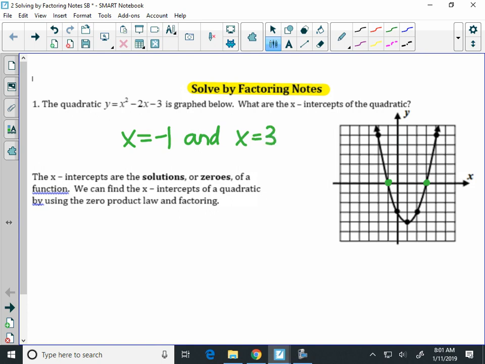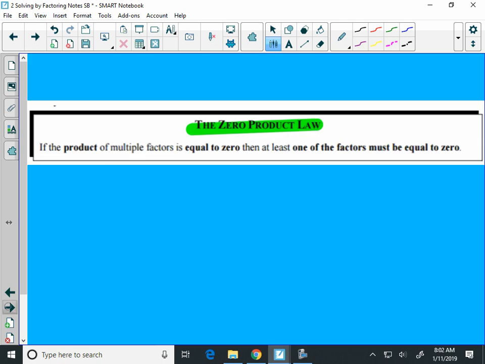Now for a parabola, we call the x-intercepts also the solutions and the zeros. There's actually another name. We can also call the x-intercepts the roots of the quadratic. All of those names, x-intercepts, solutions, zeros, roots, all mean the same thing. It's just another name for the x-intercepts. Now this question follows us down most of the page, but we're going to pause for a second and come back to this graph.